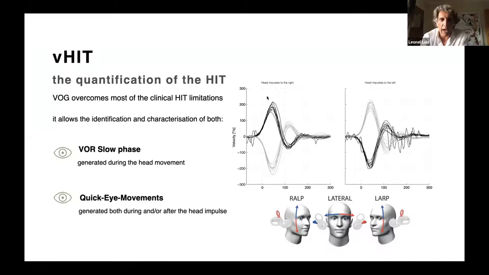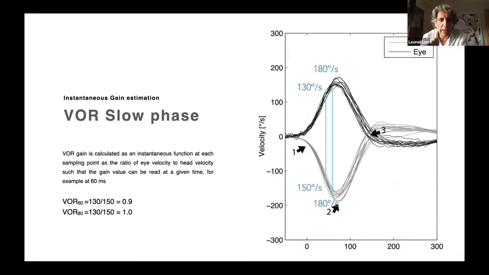Regarding gain, the quantification of this low phase, of exactly this eye movement here in regard to the head movement. What can we calculate? Well, the gain is basically the ratio of eye movement to head movement. And it's really important when you read a paper or you listen to a presentation that you understand what kind of gain is being referred to.